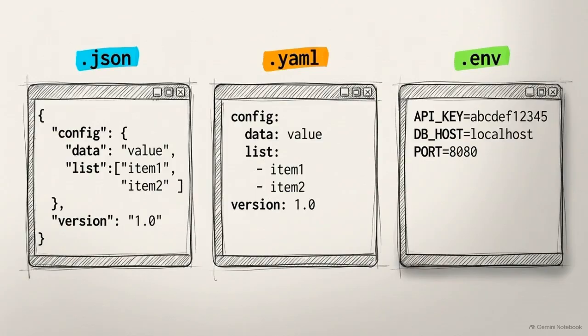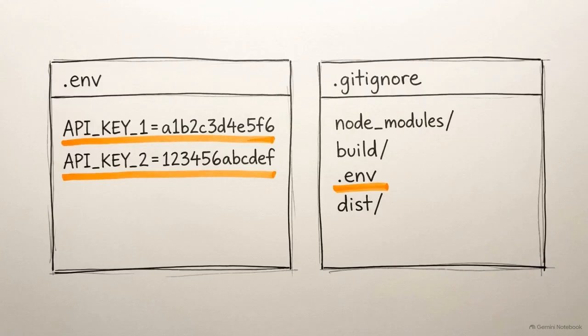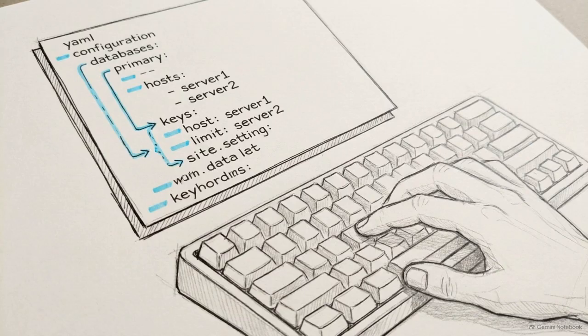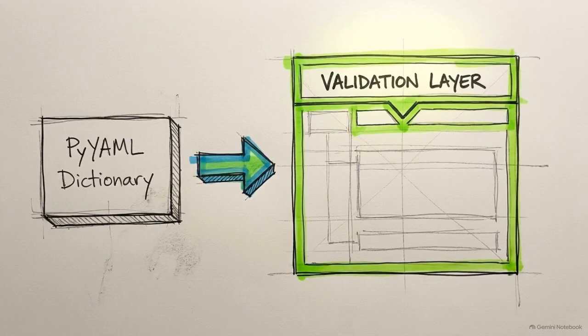.env files should remain strictly for flat key-value pairs, particularly sensitive secrets that are excluded from source control via gitignore patterns. JSON remains the primary choice for unambiguous machine-to-machine data interchanges. YAML excels when the application requires complex, deeply nested structures that human beings must personally maintain. This brings us to the final step, bridging the gap between PyYAML's parsed dictionaries and the application's demand for strict type safety. This chart illustrates the modern configuration pattern.